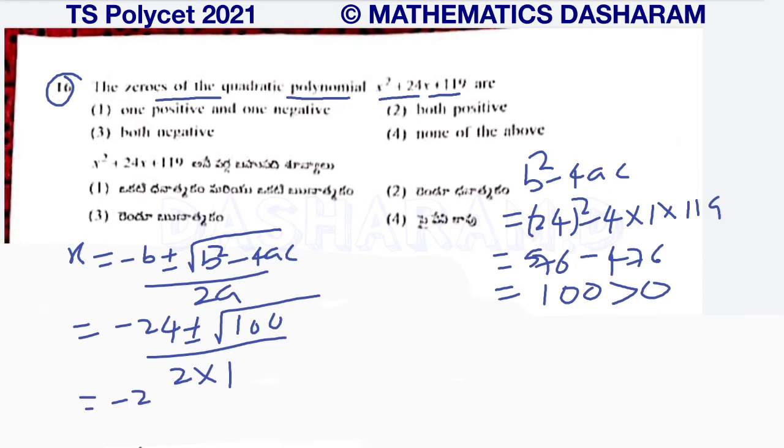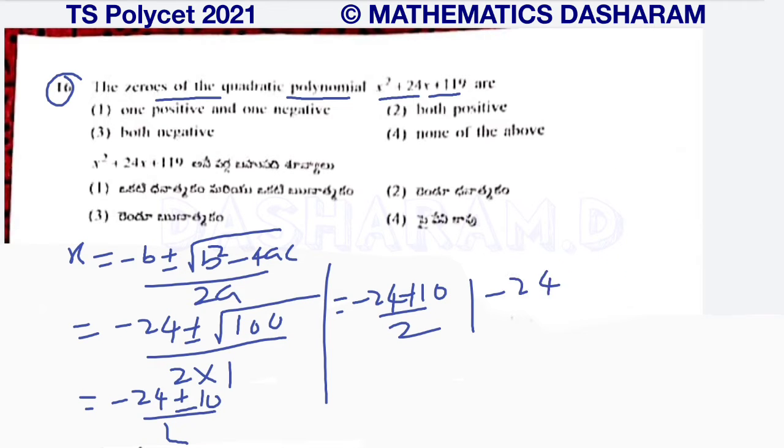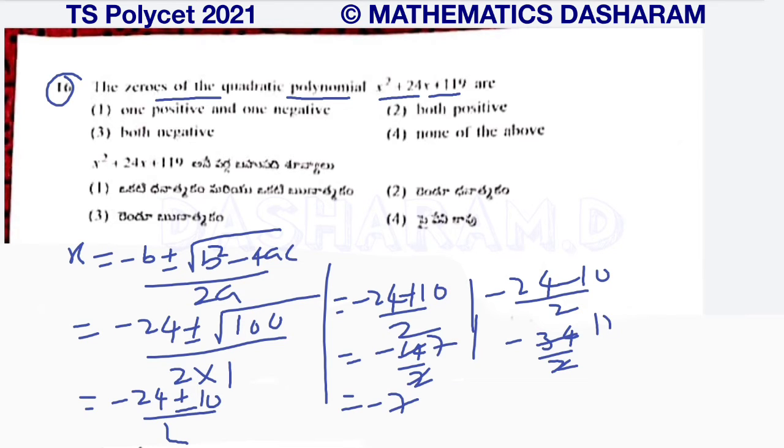So minus 24 plus or minus root 100, answer 10, divided by 2. Now one is minus 24 plus 10 divided by 2. Another x value is minus 24 minus 10 divided by 2. So here minus 14 divided by 2, here minus 34 divided by 2. 2 sevens are 14, so minus 7. 2 17s are 34, so minus 17. Here both zeros are negative numbers, so both negative. Option 3 is correct.